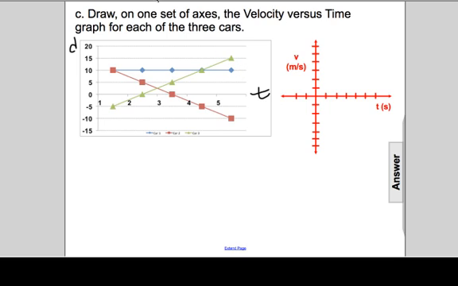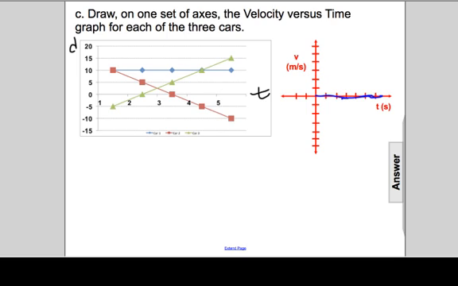So if we were to plot the displacement of the blue car versus time and end up with a flat line like we have here, its velocity is not changing as time progresses. So we'll draw a line that falls on the 0, and that is not changing.